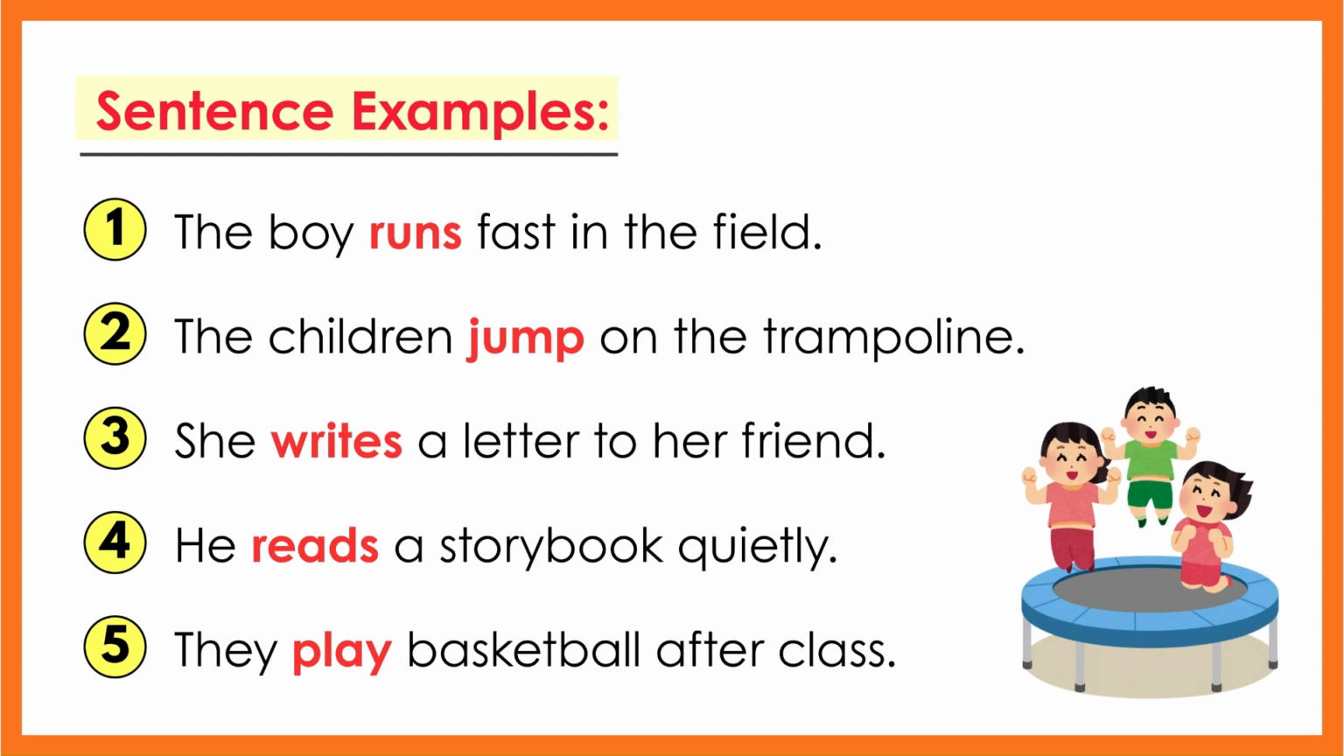Sentence examples: The boy runs fast in the field. The children jump on the trampoline. She writes a letter to her friend. He reads a storybook quietly. They play basketball after class. All sentences use action verbs that show what the subject is doing. The verb must agree with the subject for correct grammar.